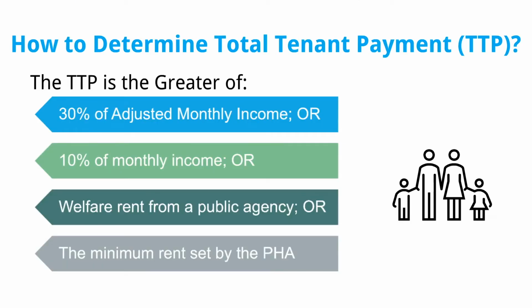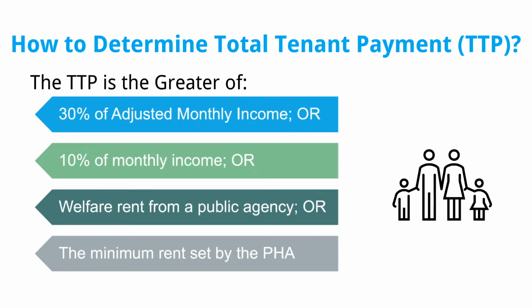We'll now look at a few examples where we can see how the effects of setting a higher or lower payment standard can impact the rent payments of families. Before we do, let's review a few terms that we'll be using in these examples, just to make sure we're all familiar with the terminology. The first term is total tenant payment, or TTP. This is the family's minimum share of the rent.